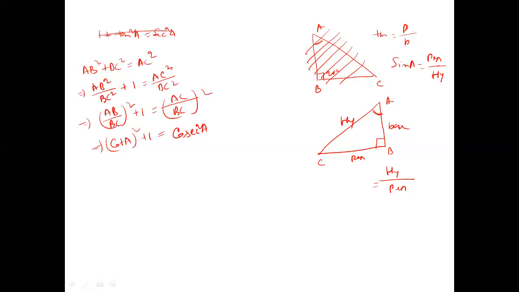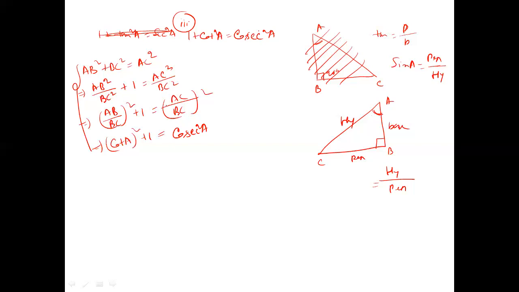You can proceed like this for obtaining the third trigonometric identity. That means 1 plus cot square A equal to cosec square A. For determining the third trigonometric identity, we have to divide both the left hand side and right hand side by BC square. This is the third trigonometric identity. Yes or no?